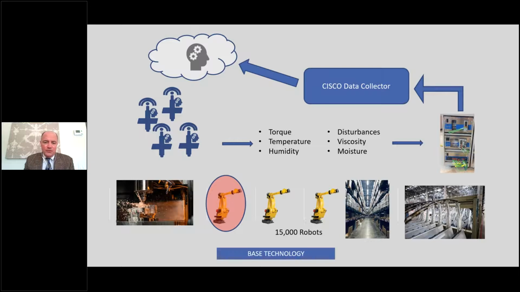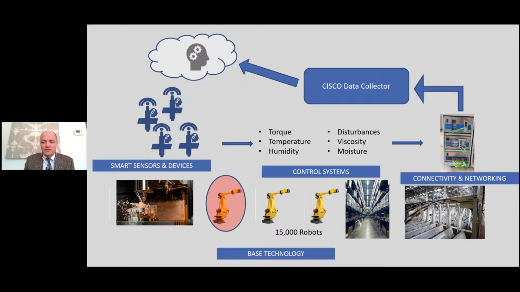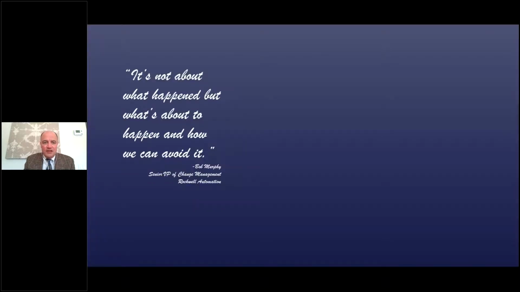So it used to be that we needed to know our base technology. What's a machining center? What's a robot? What's a weld saw? What's a coatings line? Now we need to know smart sensors and smart devices, control systems, connectivity, networking, cybersecurity, network security, and yes, data science, analytics, artificial intelligence, and machine learning. That is a real world example of artificial intelligence in manufacturing.